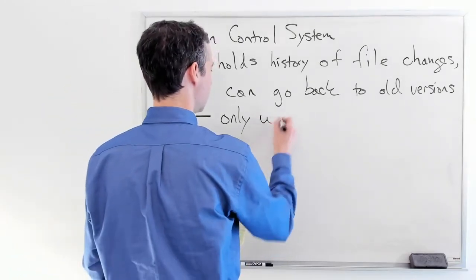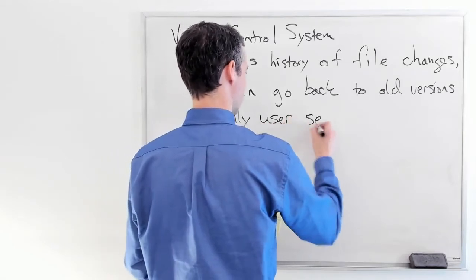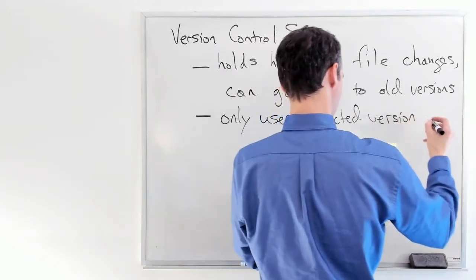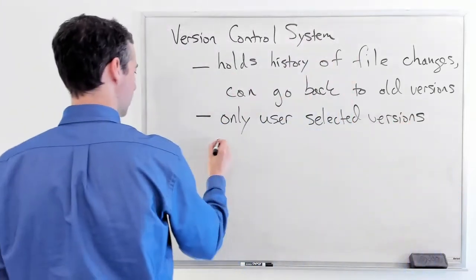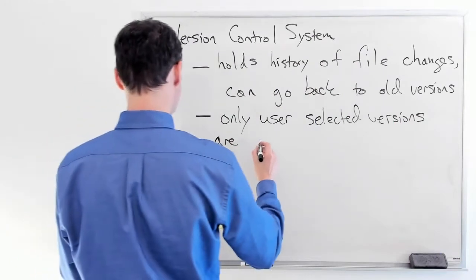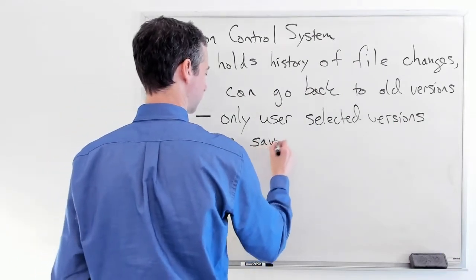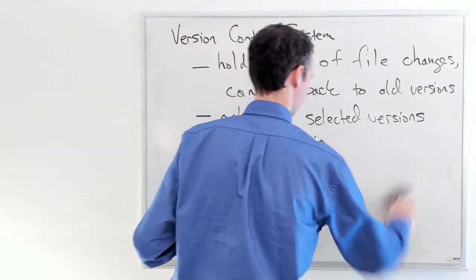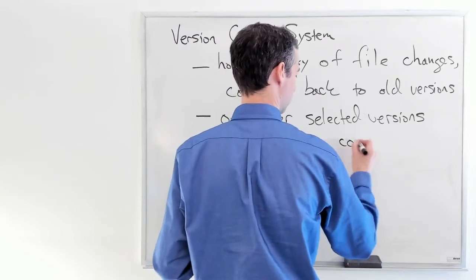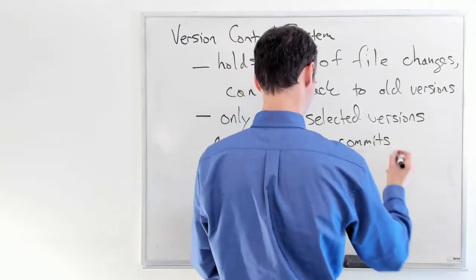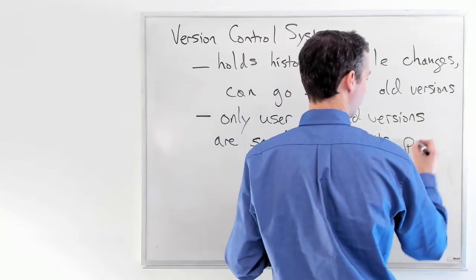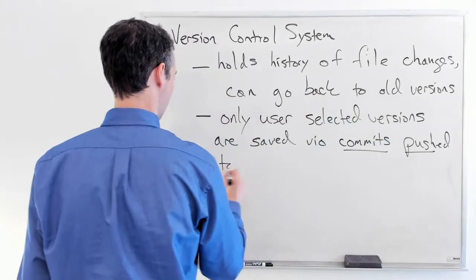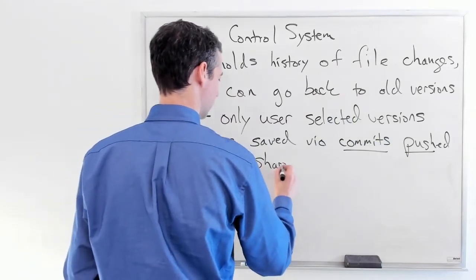Only the user selected versions, so you have to tell it what to save and when to save it. So only user selected versions are saved via commits that are pushed to the shared repository.